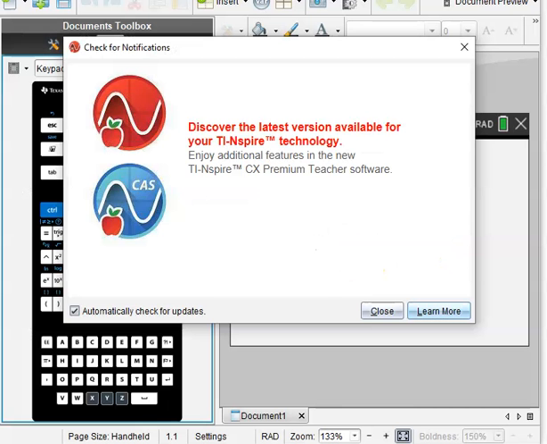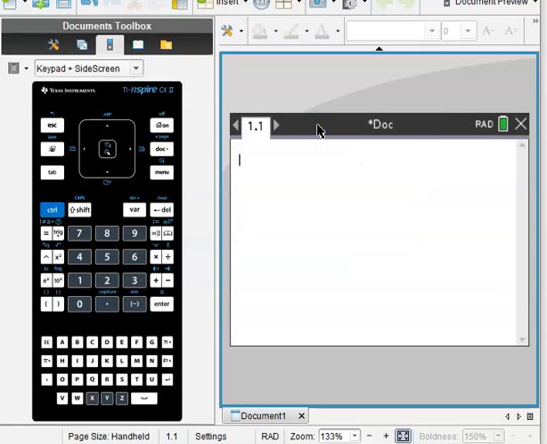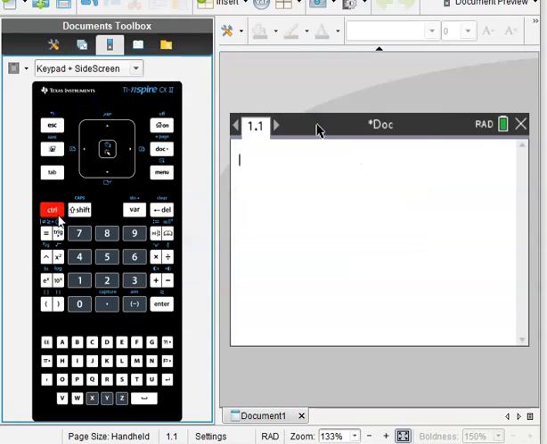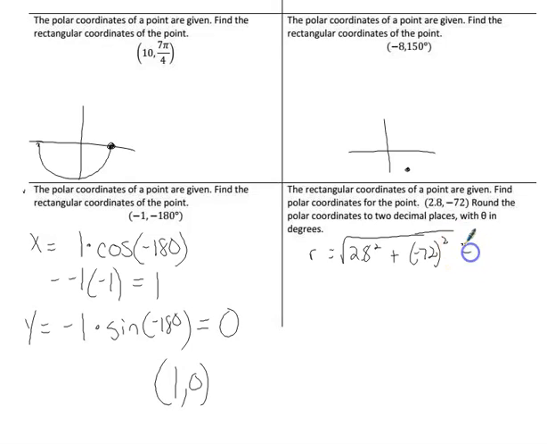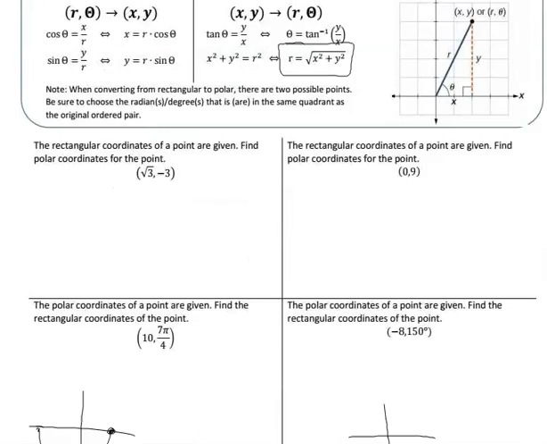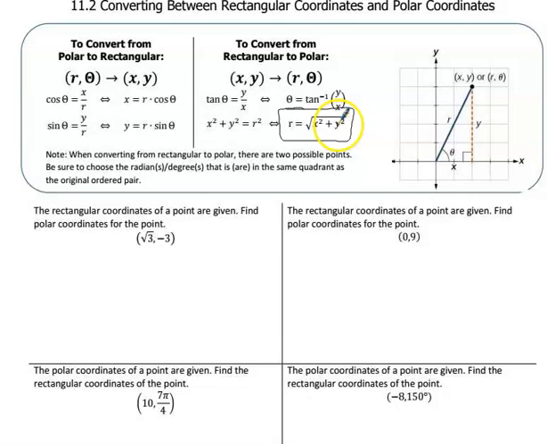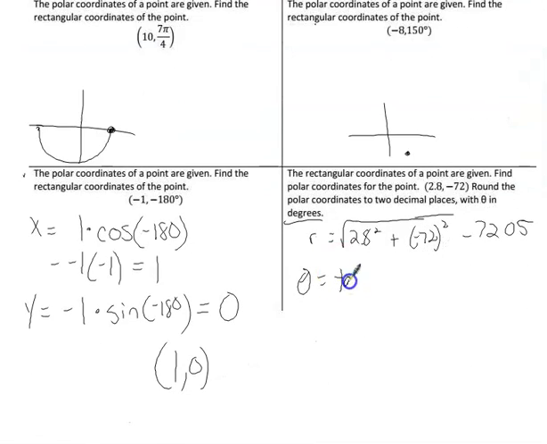Let's use a calculator for that one. The square root of 2.8 squared plus 72 squared, we're going to get 72.05. So r equals 72.05 if I round to 2 decimal places. And theta is in degrees, they told us. So theta, we're going to need degrees. So theta is the inverse tangent of y over x. So the inverse tangent of -72 divided by 2.8.